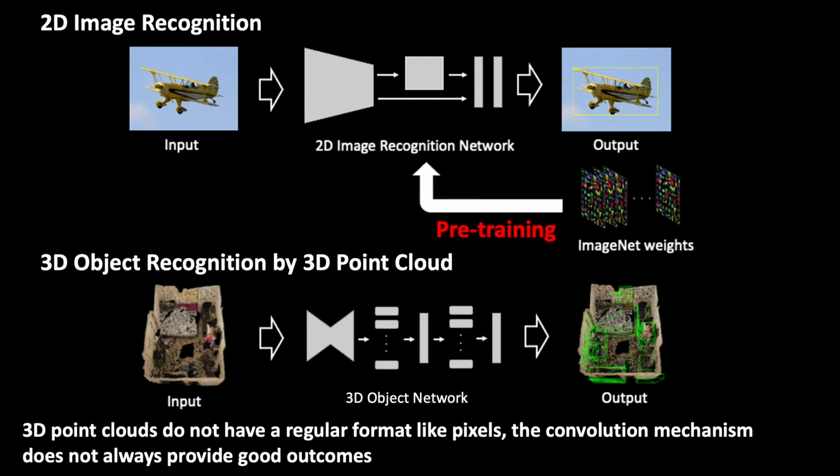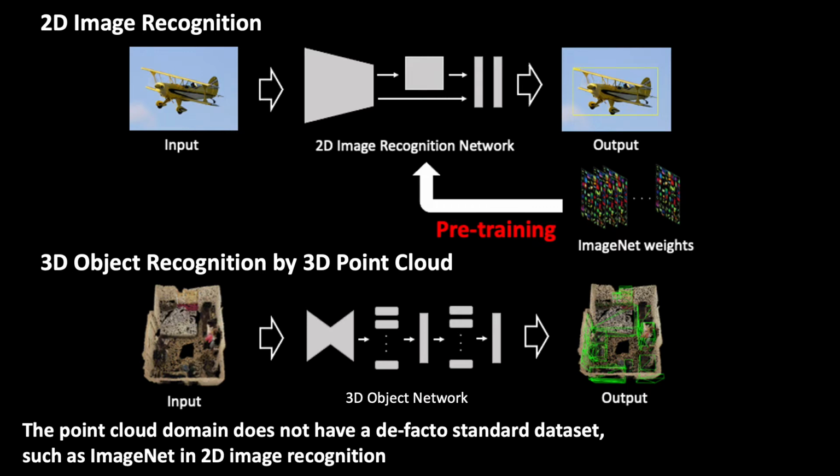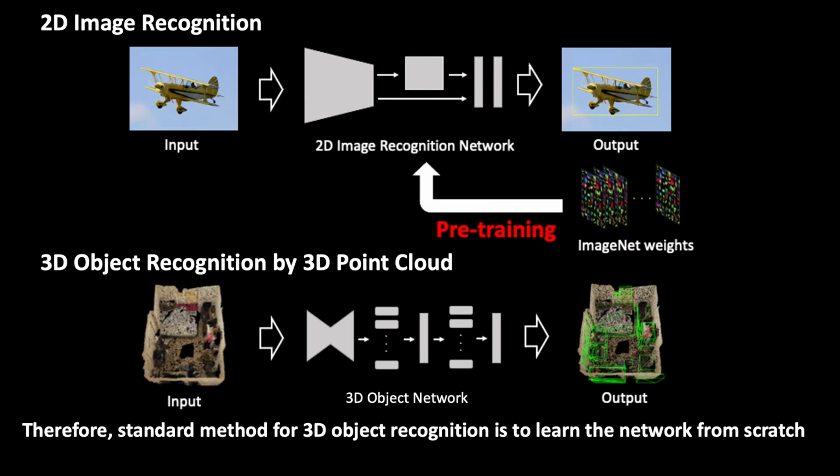3D point clouds do not have a regular format like pixels. The convolution mechanism does not always provide good outcomes. The point cloud domain does not have a de facto standard dataset, such as ImageNet in 2D image recognition. Therefore, the standard method for 3D object recognition is to learn the network from scratch.